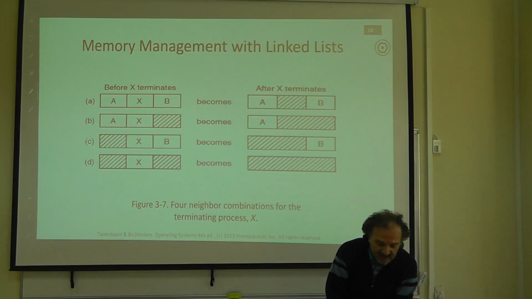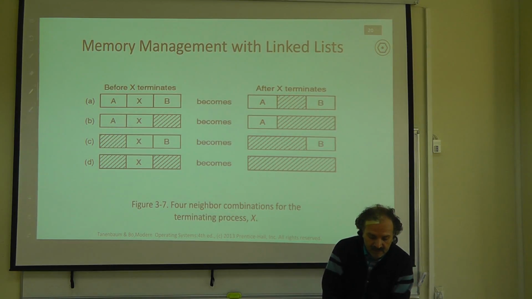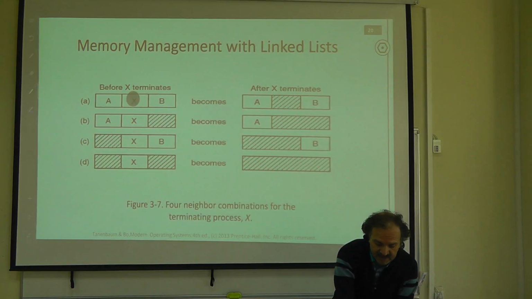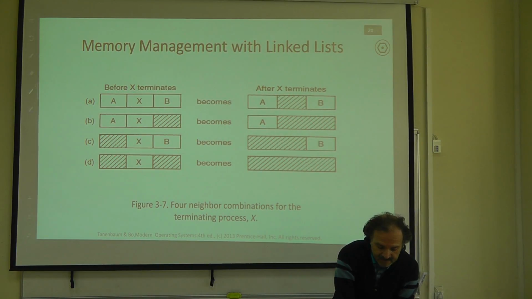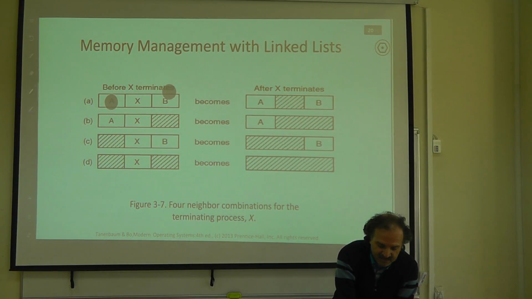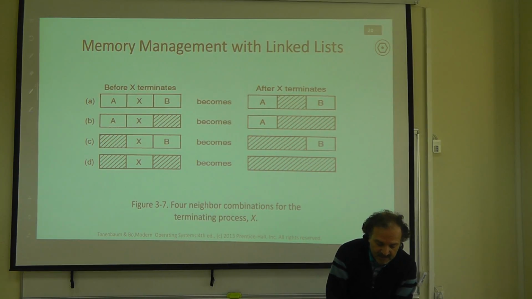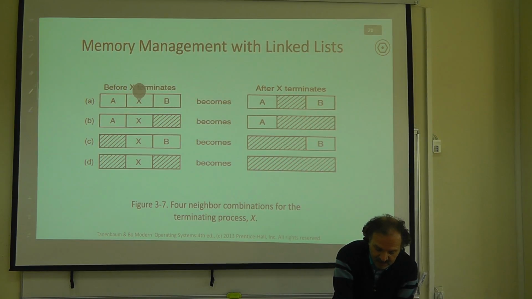Okay, so we have a few examples here about how to merge neighbor blocks in the memory. Let's say I have a linked list. It says that process A takes this part, process B takes this part, and I am releasing this memory. When I release that memory, my memory becomes like that.